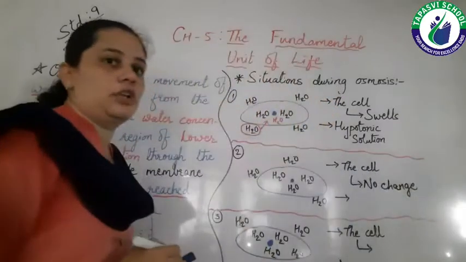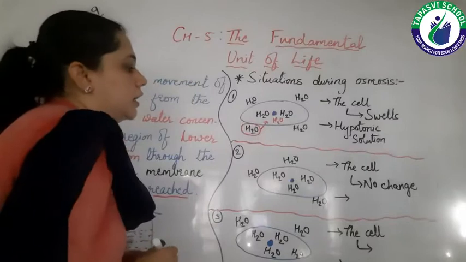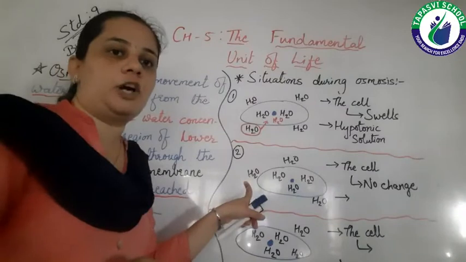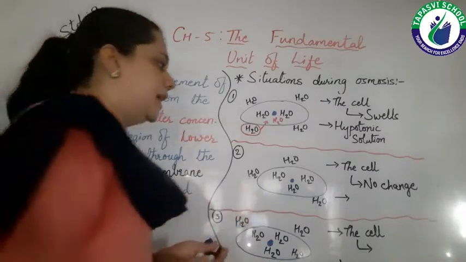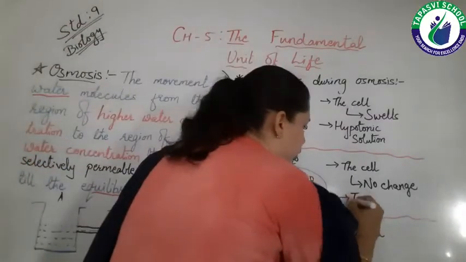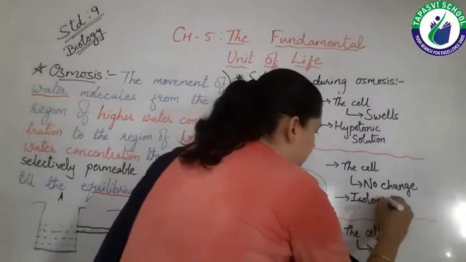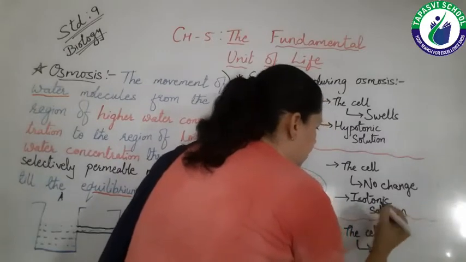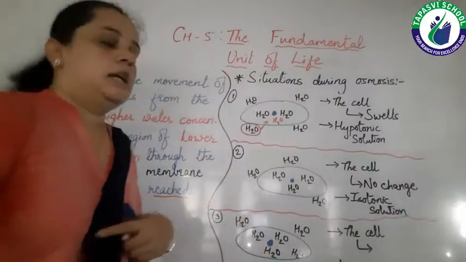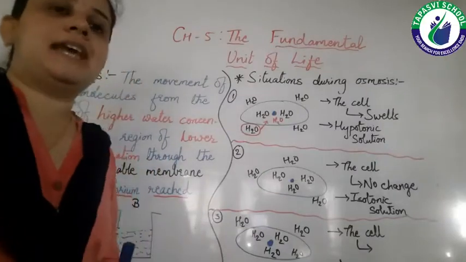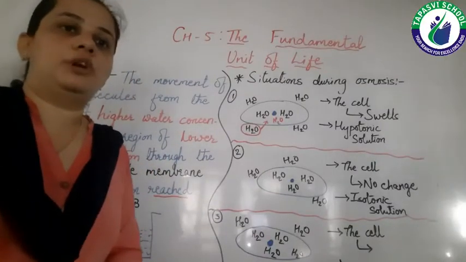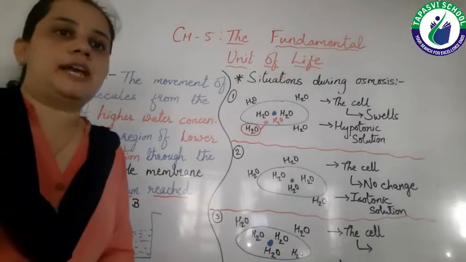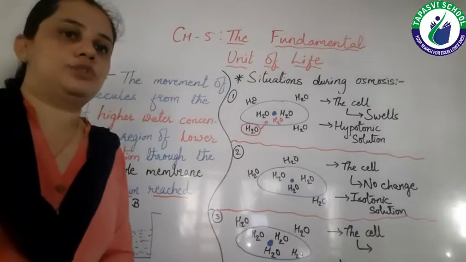And this type of solution in which the number of water molecules is the same is known as an isotonic solution. Isotonic solution. Once again, the solution which contains the same amount or same concentration of water molecules is known as an isotonic solution.